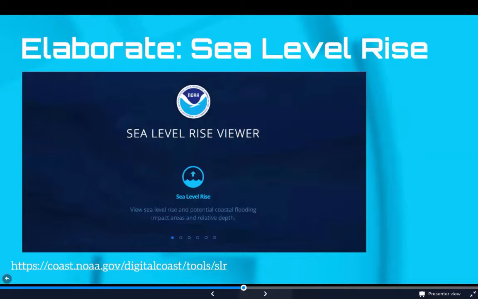You could also elaborate by having students think about sea level rise. What happens when the temperature increases? Is that correlated with any other types of changes that would impact human life? NOAA has a wonderful sea level rise viewer where you could look at potential coastal flooding, impact areas, and the relative depth. You could have students take their current knowledge and expand that to include sea level rise.